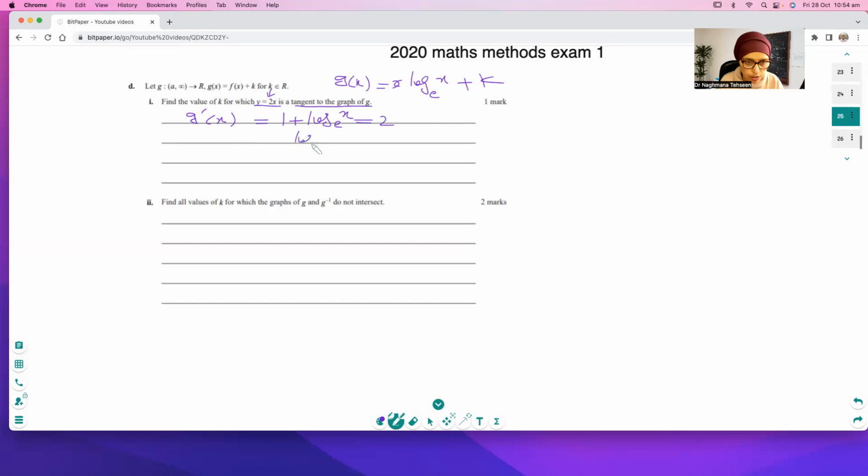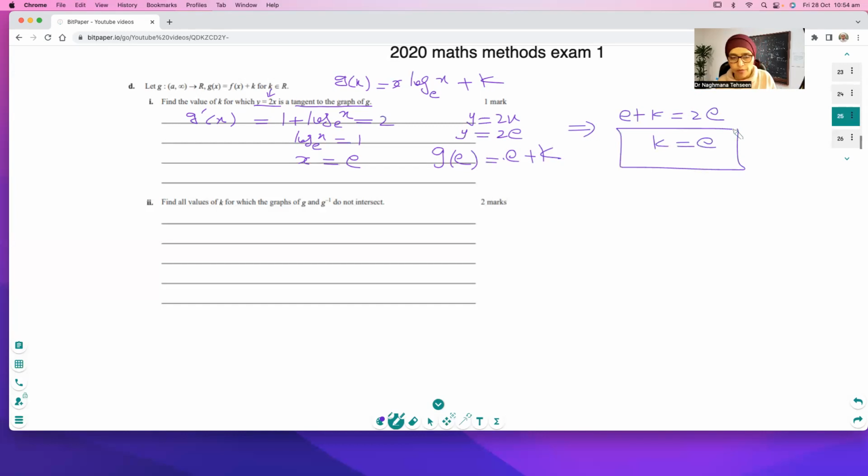So that gave me log x is equal to 1, and that also means x is equal to e. So when x is equal to e, y is equal to 2x gives me y is equal to 2e. So if I sub g of e into that, we should get e plus k, and that means this value and that value should be equal. So e plus k should be equal to 2e. That means k is equal to e. We're looking for that k value.